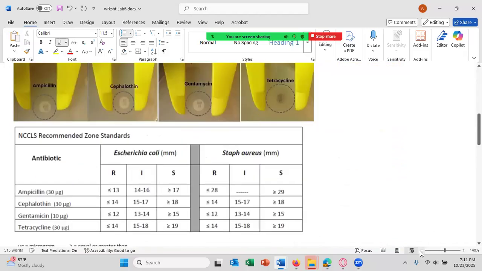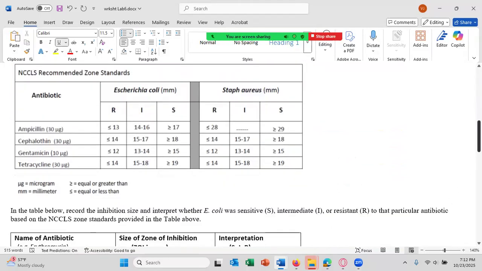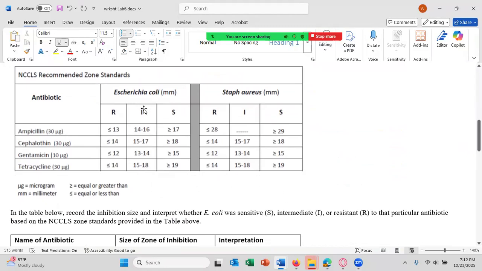I'll do the first one for you. So here's the table for E. coli. If ampicillin is less than or equal to 13, E. coli is resistant to ampicillin. If it's 14 to 16 millimeters in diameter, then E. coli is intermediate to ampicillin. And if the zone of inhibition is greater than or equal to 17 millimeters, then E. coli is sensitive to ampicillin.